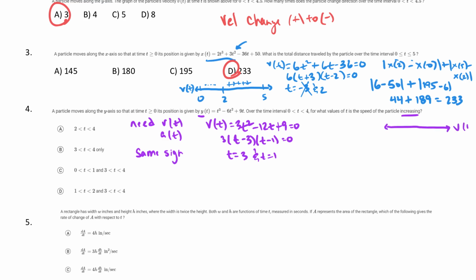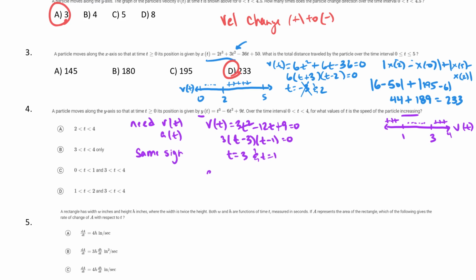This is my v of t, and let's put in 1 right there, 3 right there. And again, I'm going to test regions in between by plugging them into my v of t equation. I will get positive here. If I plug in 0, I'll get positive 9. And then here I will get negatives. You can plug in 2 and you'll see. And then over here, I will get positives again. And I'm only going out to 4 right there.